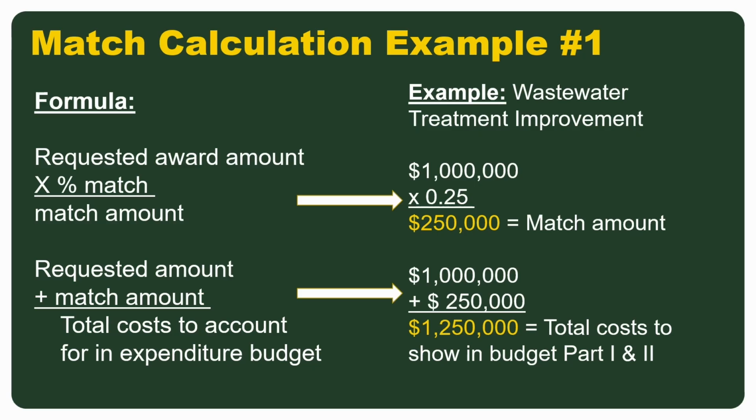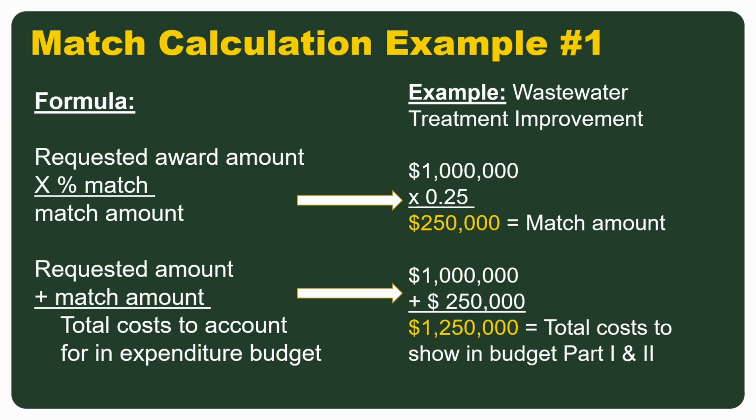On the left of this slide, you'll see two simple formulas. The first is to calculate required match based on your requested amount. This is calculated by multiplying your requested amount by the percent match, which is 25% for all project types in this funding round. The second formula on the bottom left is to calculate the total project cost to account for in the WQIP budget worksheet. The value is calculated by adding the requested amount to the required match amount, determined from the first formula.